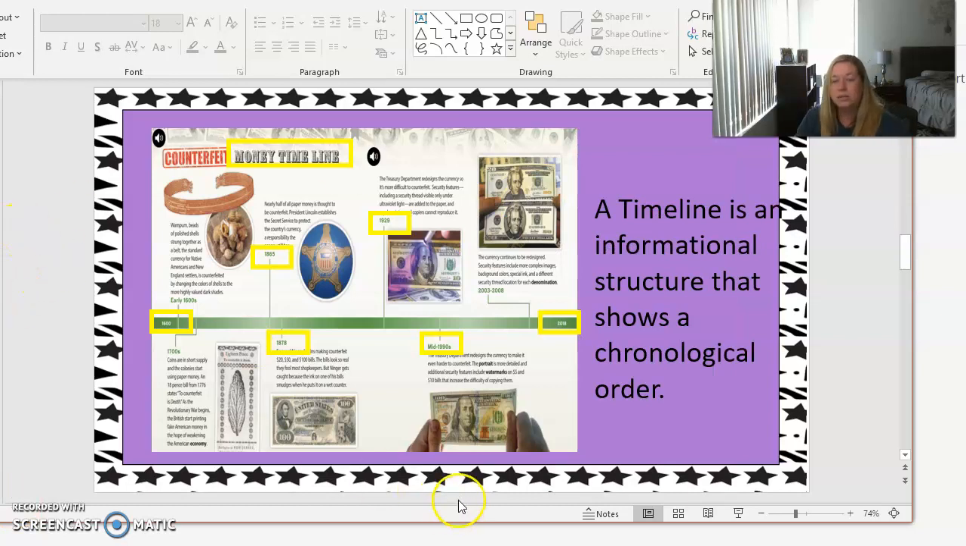Sometimes you will come across things that are called timelines. Timelines give us information in a chronological order, meaning it doesn't jump around. It doesn't go from the year 2011 to 2020 and then back to 2016. It goes in order, one after another, okay, in the order that it happened.